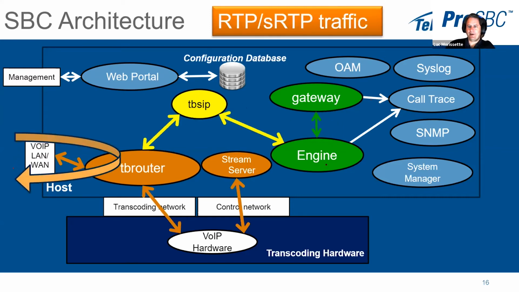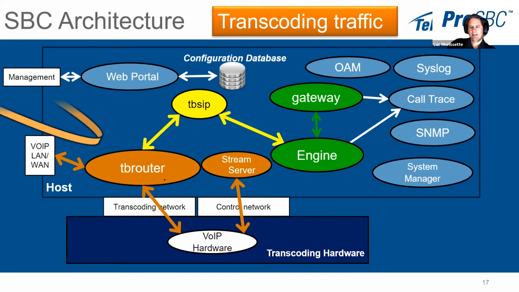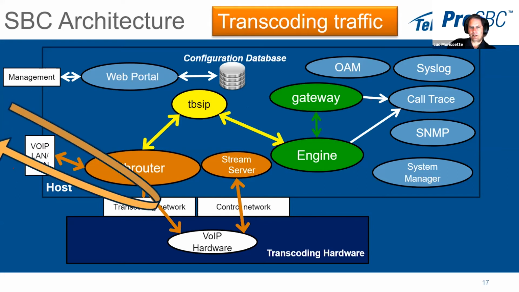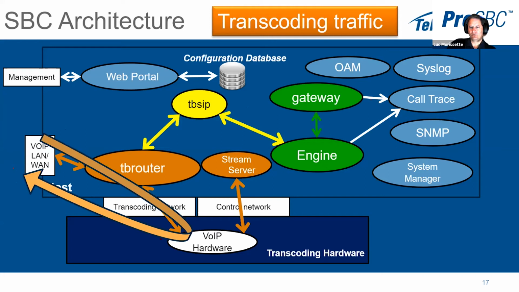If you have RTP and SRTP traffic, it can go just directly to TB router here. So no other applications are affected by RTP and SRTP traffic. Or if you have transcoding, then TB router will also send it to the voice over IP hardware for transcoding and send it back out. Again, other applications are not affected by the traffic. This is why we can reach 20,000, 30,000 and 60,000 sessions.